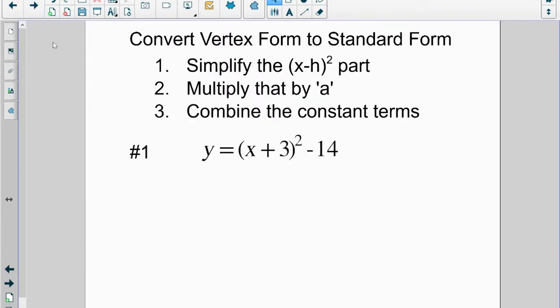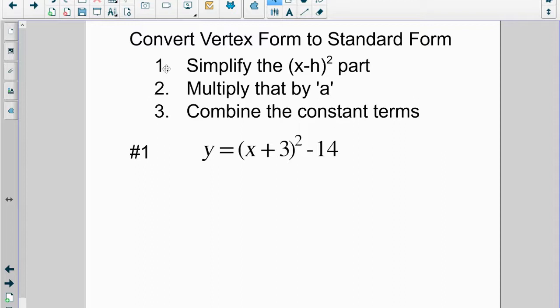So what I'd like to do in this lesson, like I said earlier, is just convert a vertex form equation, like example number 1, into standard form, meaning it's written in order from highest degree to lowest degree. There's no parentheses. Everything has been combined that can be combined and multiplied that can be multiplied.